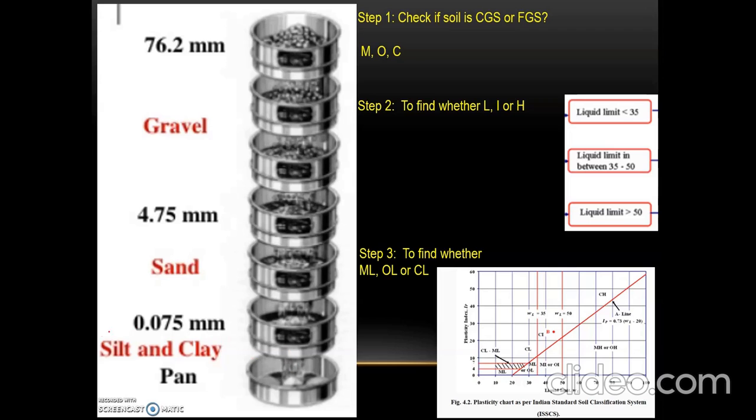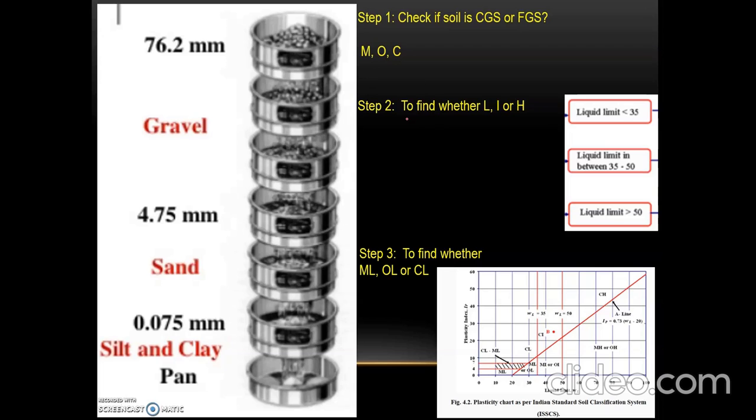And this fine-grained soil can be either silt or organic matter or clay. So, we will have to check whether it is silt, that is M, or whether it is organic soil, that is O, or whether it is clay soil, that is C. So, this is the first step.